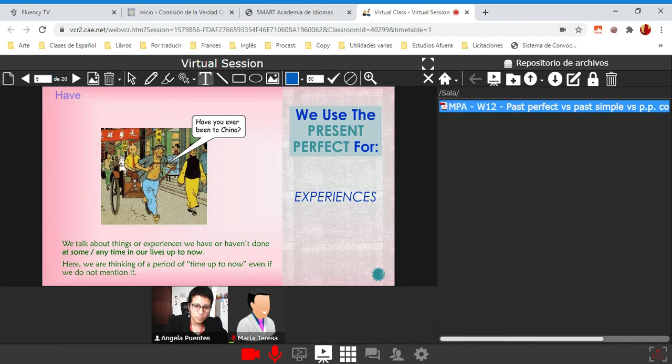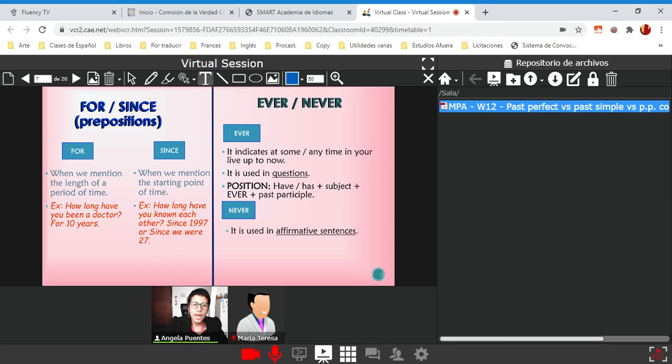Okay, great. So for example, have you gone to another country? This is like the experiences. Okay, very good. And we have the two words that I mentioned before: for and since, and ever and never. Those are words that we generally use with this tense. So, do you remember more or less what is the difference between for and since? Before reading this, antes de leer esto, ¿cuál crees que es la diferencia?